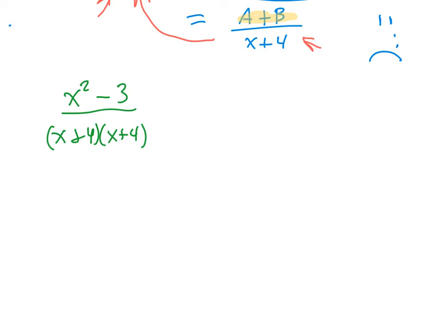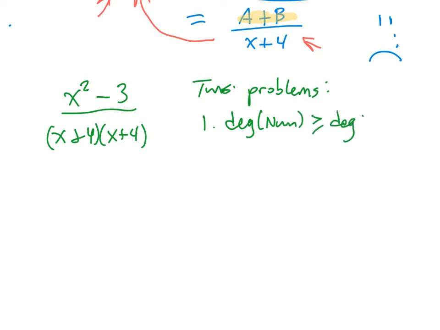There's two problems here. Number one is that the degree of the numerator is bigger than or equal to the degree of the denominator. In other words, if I look at the numerator here, that's degree 2. Denominator is also degree 2, which means any conventional partial fractions approach I might want to take is not going to work. It's not going to give us something equivalent to (x squared minus 3) over (x plus 4) times (x plus 4). That's something I'm going to have to deal with before I can deal with the partial fractions part.